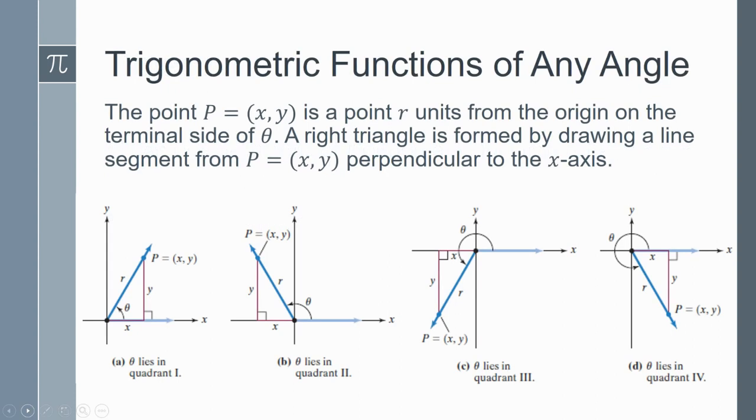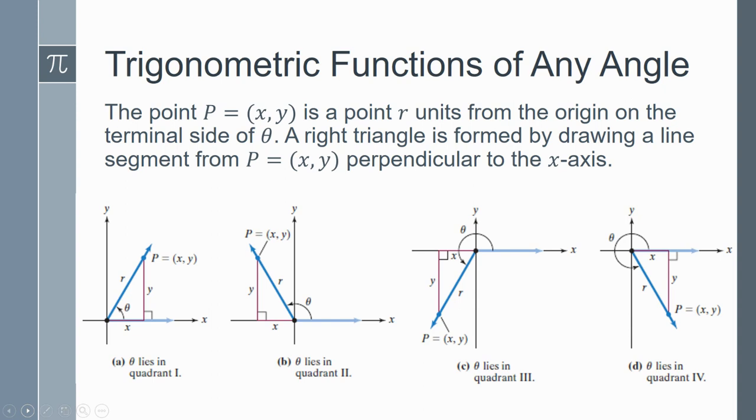All right, so trig functions of any angle. It says the point P, which equals the ordered pair xy, is a point r units from the origin on the terminal side of theta. A right triangle is formed by drawing a line segment from point P perpendicular to the x-axis.